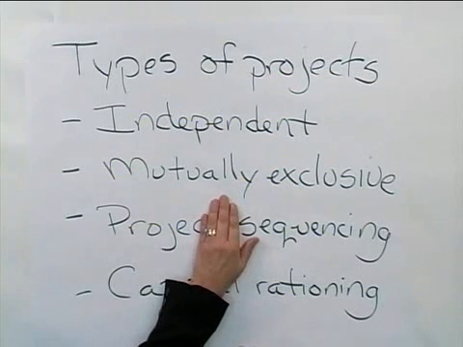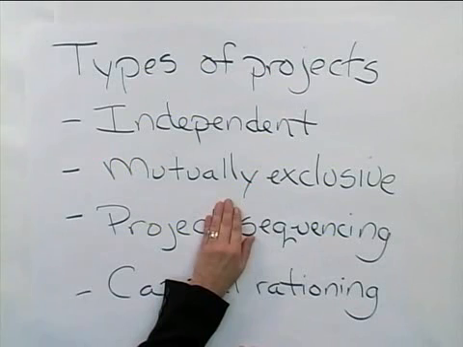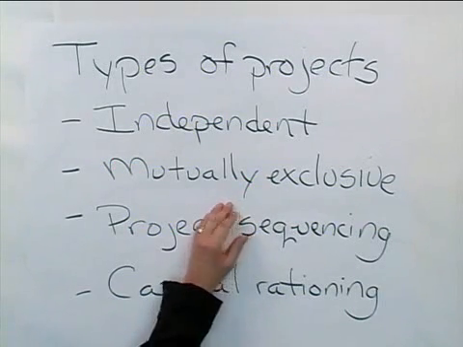Next, you may run into mutually exclusive projects. These are either-or projects. I need to get across a river. I can either build a bridge or buy a boat. Either-or. Mutually exclusive projects are also independent projects, but in the case of mutually exclusive projects, you can only choose one and not both, even if they're both good projects.